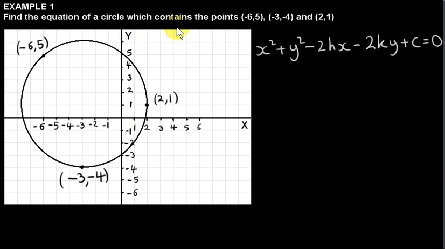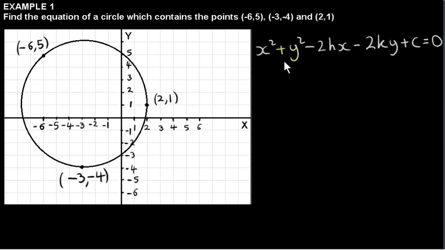Find the equation of a circle which contains the points (-6, 5), (-3, -4), and (2, 1). 3 points fully specifies a circle. Only one circle can be drawn through 3 points. So we should be able to find the equation of this circle.